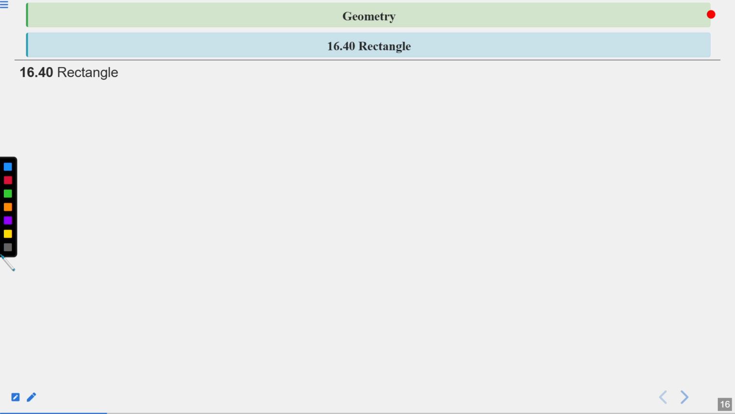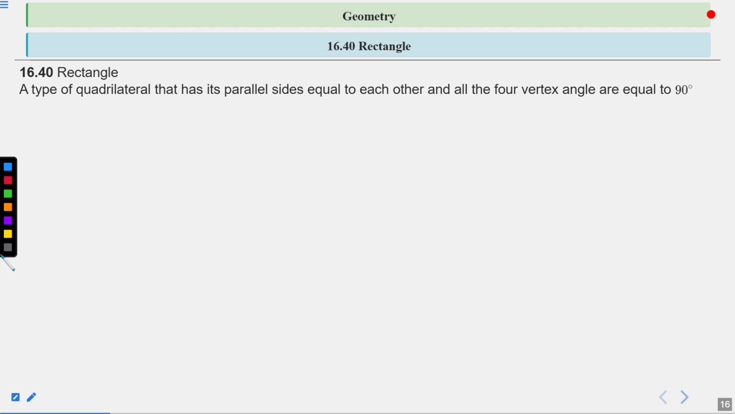Next one is the rectangle, 16.40. So what is a rectangle? A type of quadrilateral that has its parallel sides equal to each other and all four vertex angles equal to 90 degrees.